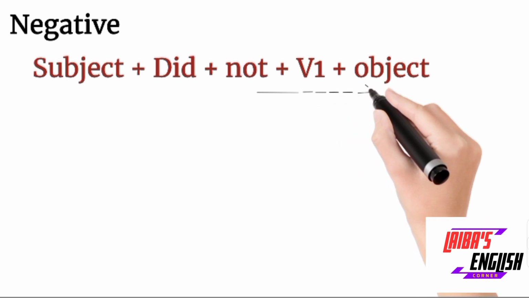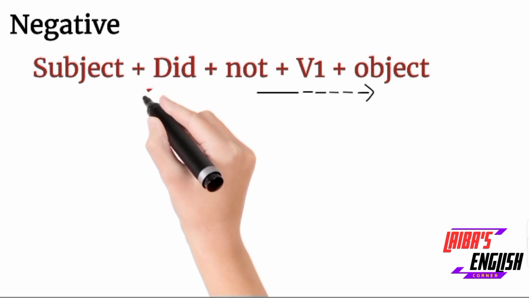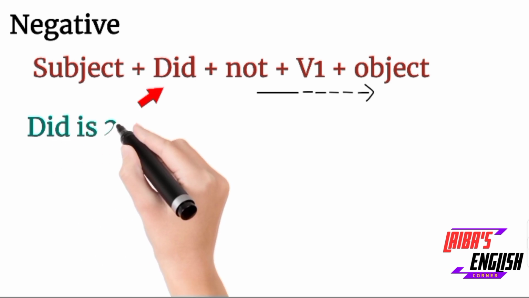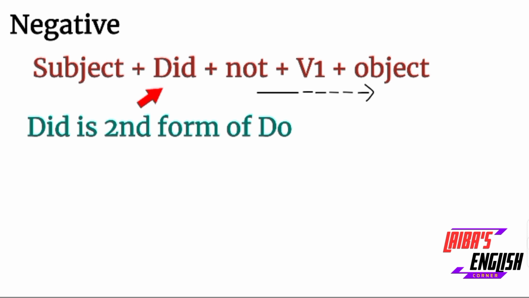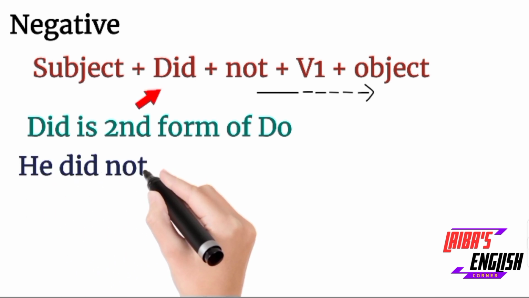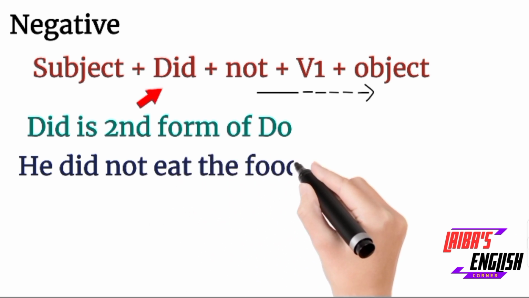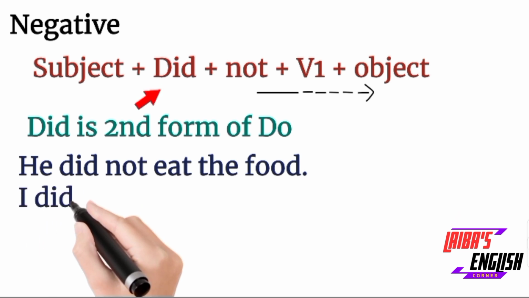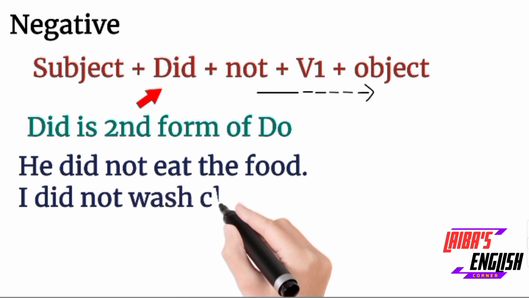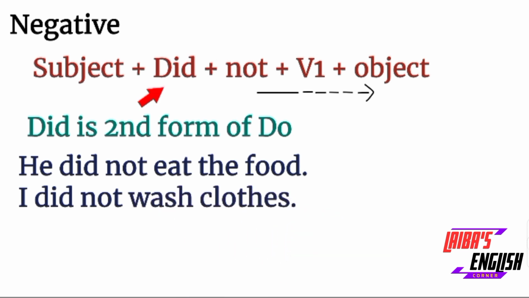Okay, it's clear. But why do we put the first form, as in affirmative we put the second form of the verb? Because did is the second form of do. So whenever there is did in the structure, we are only allowed to put one second form of verb in a sentence. Here we have an example: he did not eat the food. Here we put eat. Why? Because did is the second form of do and one second form is already available in the sentence. So we are not allowed to put two verb second forms. So, he did not eat the food.